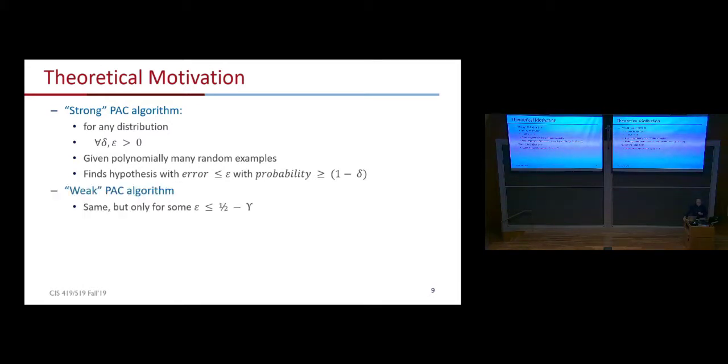A weak PAC algorithm is the same, only that it holds for some epsilon that is bounded away from a half. So a weak PAC algorithm only guarantees that we can do better than chance, right? We're talking about binary classification, yes or no, positive or negative, and I want my error to be bounded away from a half: 3/8, a quarter, something that is below a half. But that's it, not for every small epsilon.